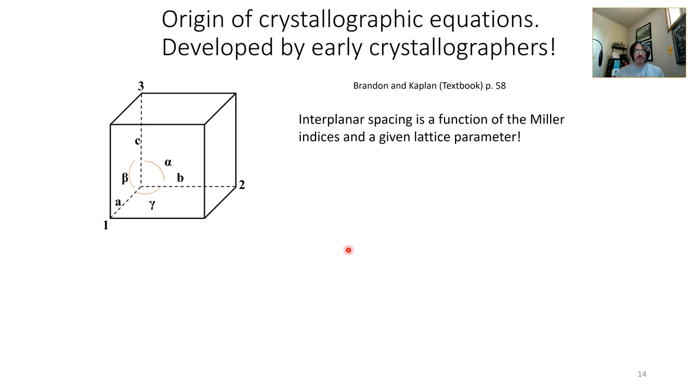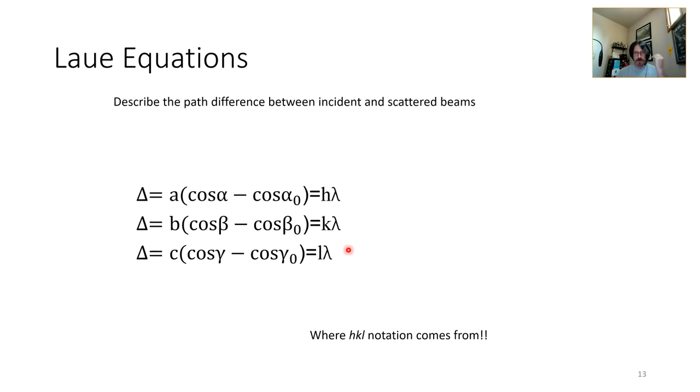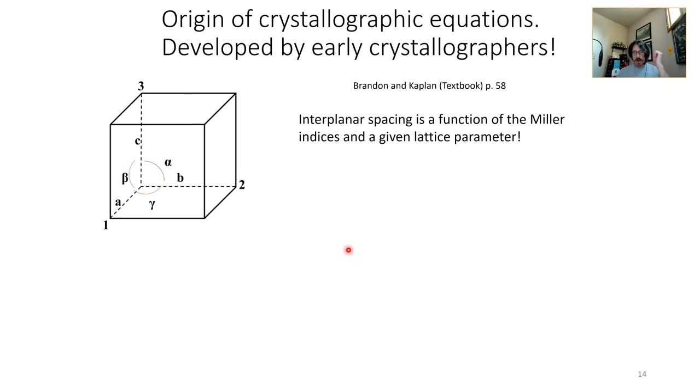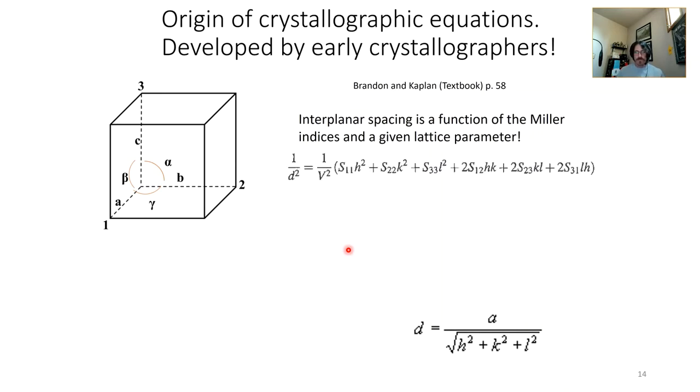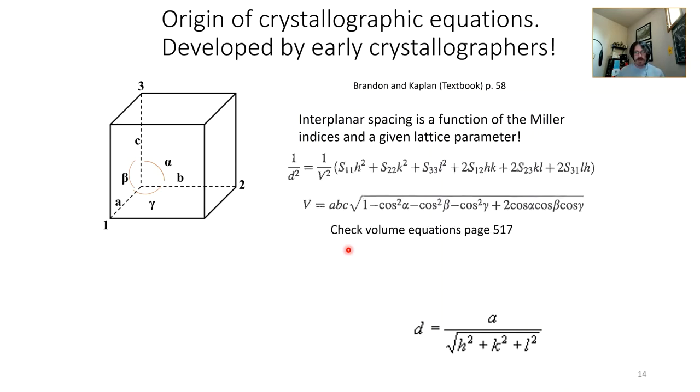The origin of the crystallographic equations developed by early crystallographers. So interplanar spacing is a function of Miller indices. These people started working with Laue equations, started working out math to figure out this stuff, and it's actually dot and cross products that make these equations. So d equals a over the square root of h squared plus k squared plus l squared is what we live by for cubic systems. There are different notations here.